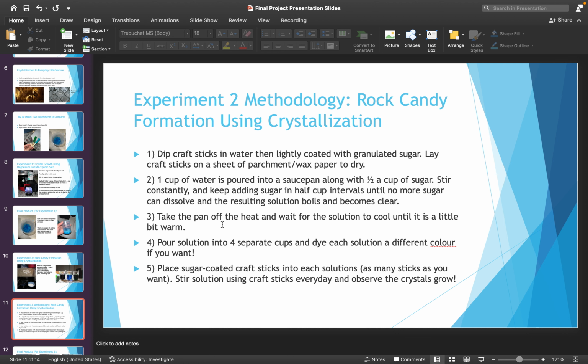I then took the pan off the heat and waited for the solution to cool until it was a little bit warm. Then I poured the solution into 4 separate cups and dyed each solution a different color just for the fun of it. And then I placed the sugar-coated craft sticks into each solution and stirred the solution with the craft sticks every day and observed the crystals growing.